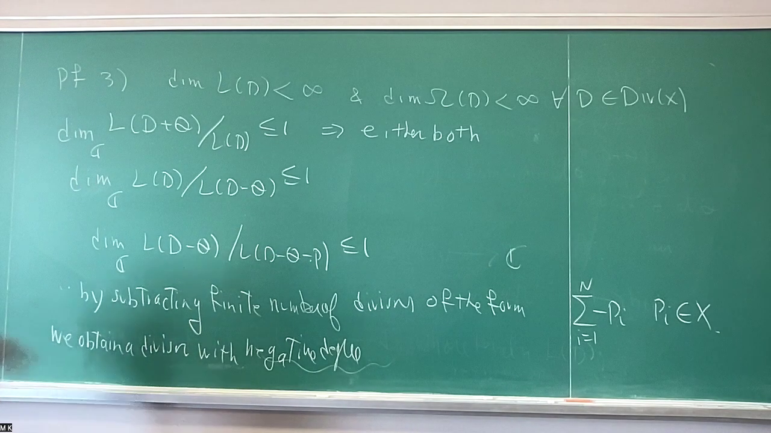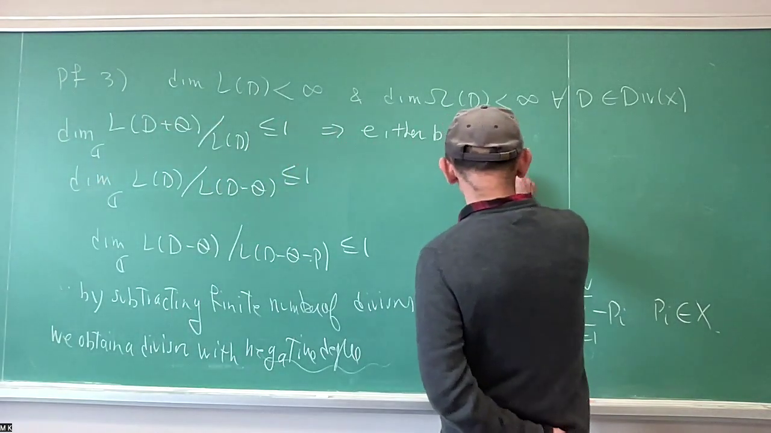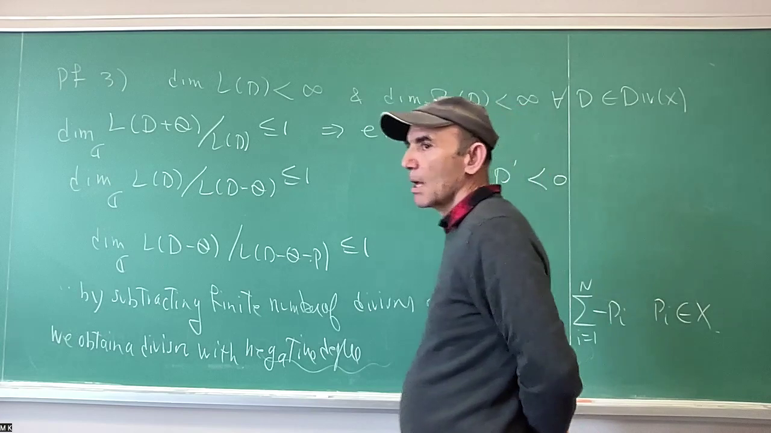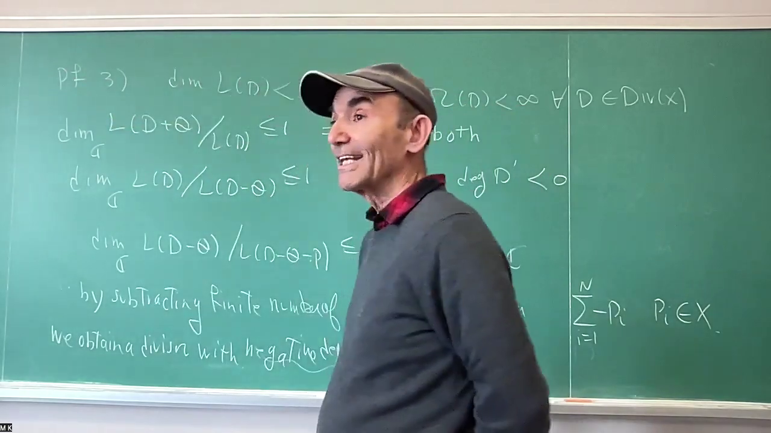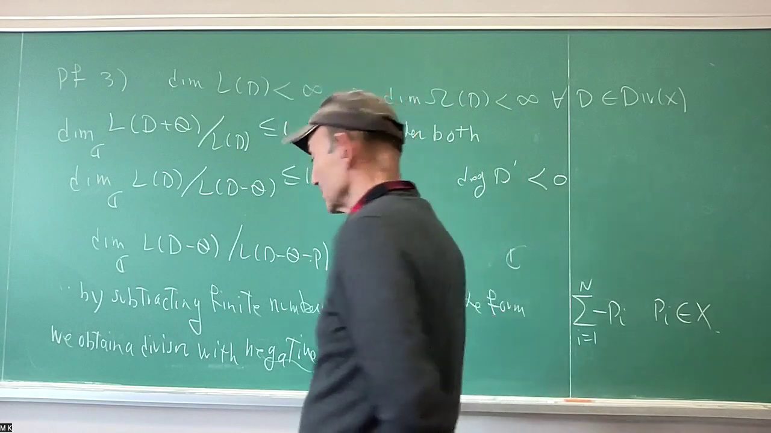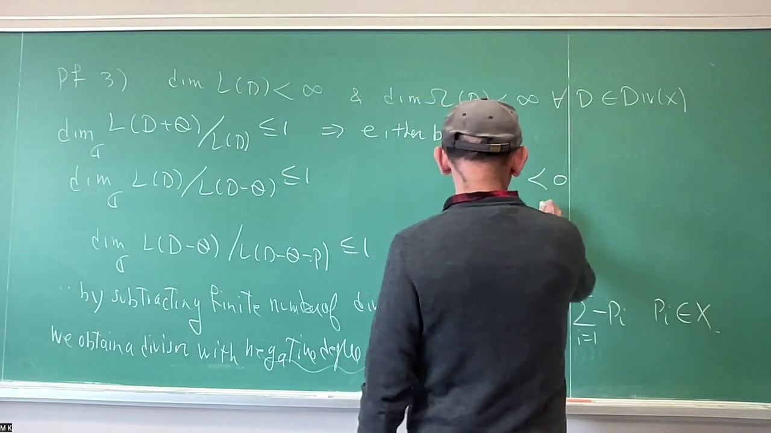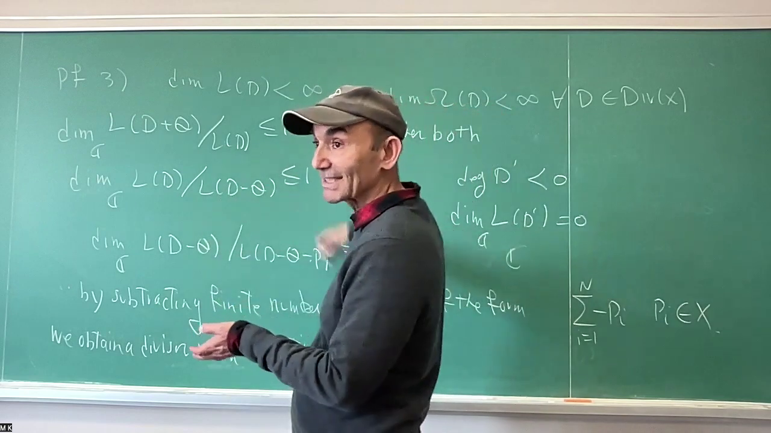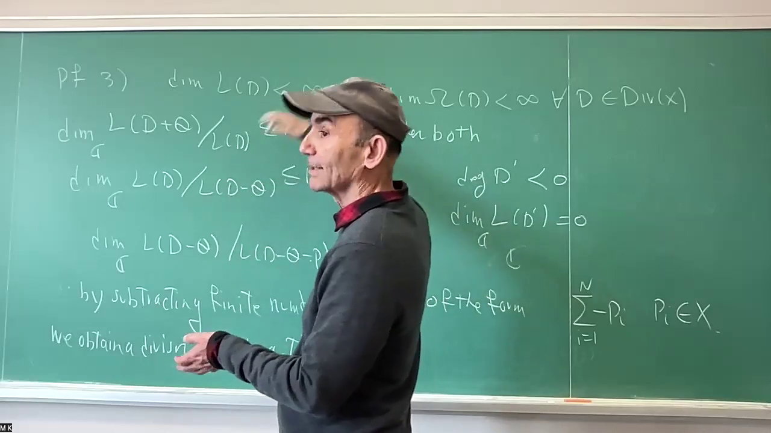Excellent, very good. So once you do that, at the end of the chain you get a divisor D prime such that the degree of D prime is less than 0. But we know that the dimension of the space of that divisor is 0. So the dimension of L of such D prime over C is equal to 0. Then you reach this bottom of the chain in a finite number of steps, then you backtrack one by one, and you see that this is finite.